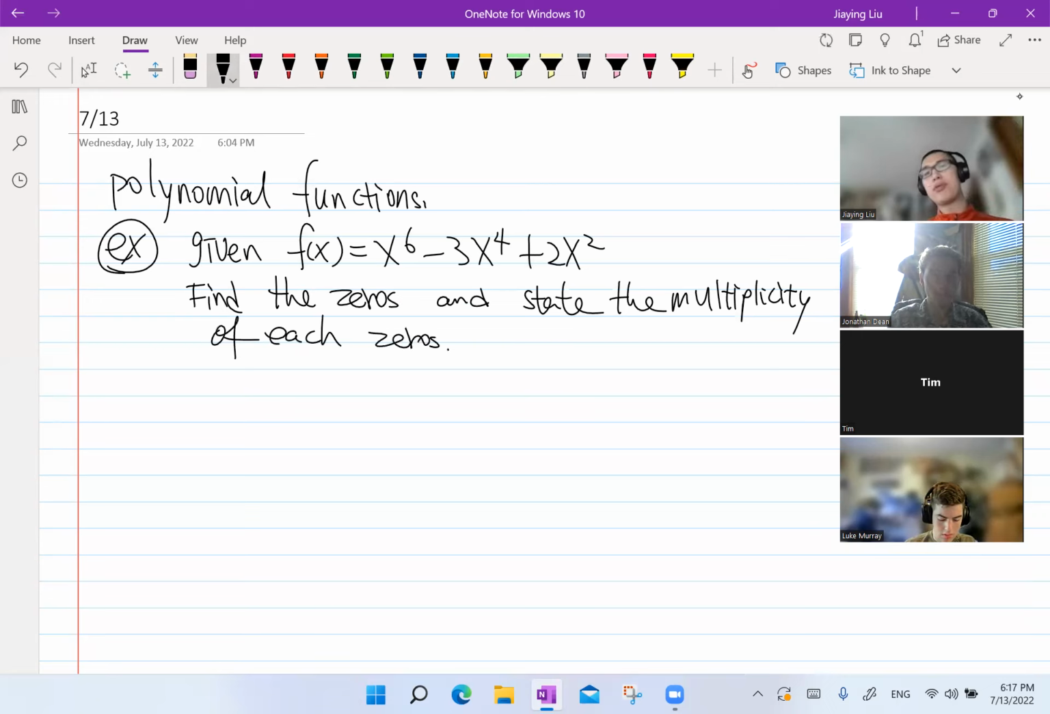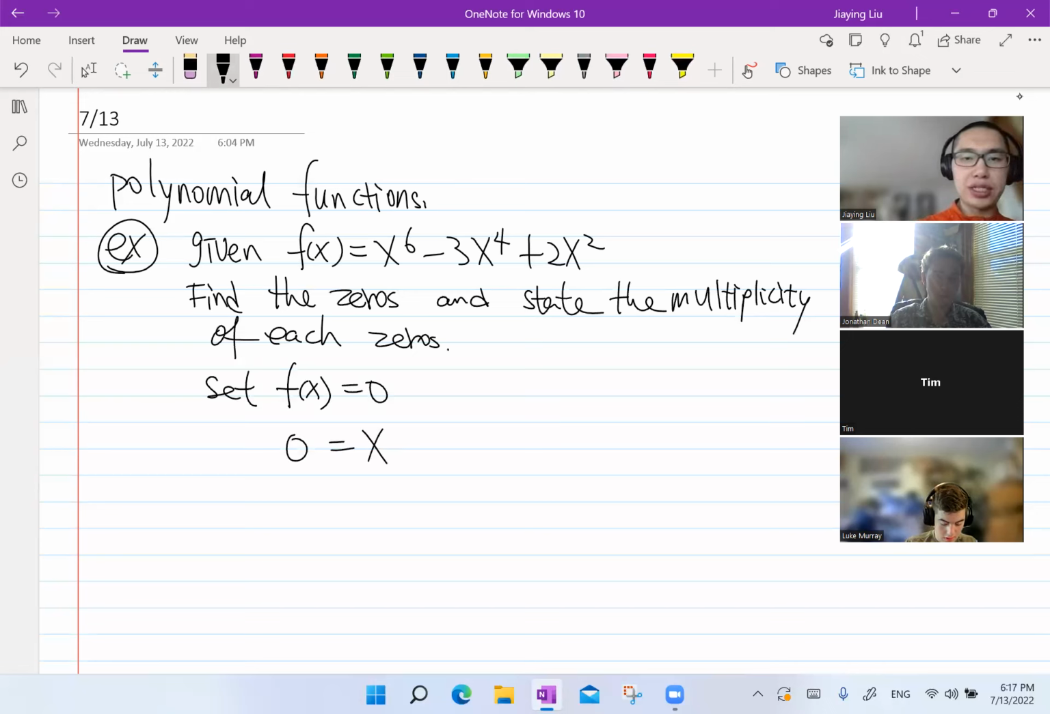Now, the same question could be saying, find the x-intercepts, or it could be finding the roots. It's the same process to find the zeros. What we do is we're just going to set y equals 0, same thing as when we're finding x-intercepts. So we're going to set f of x equals 0, and we're going to solve for x.